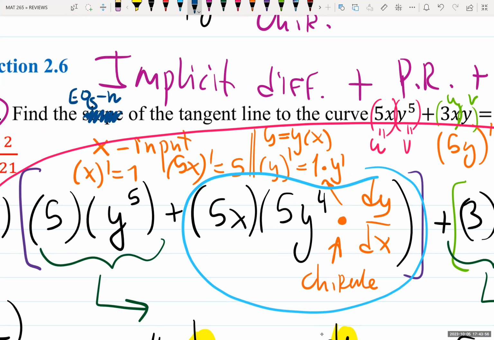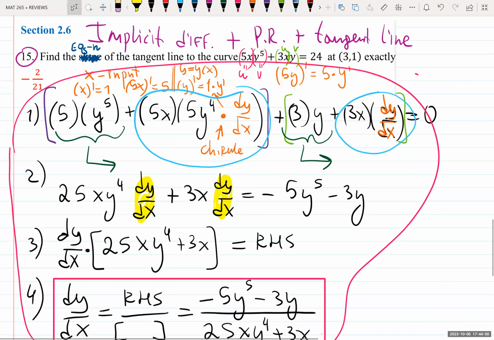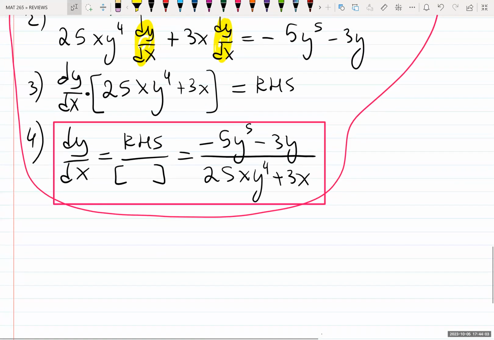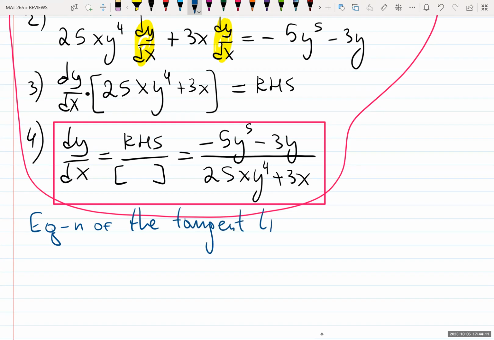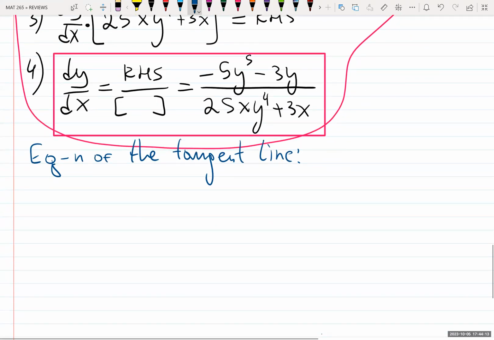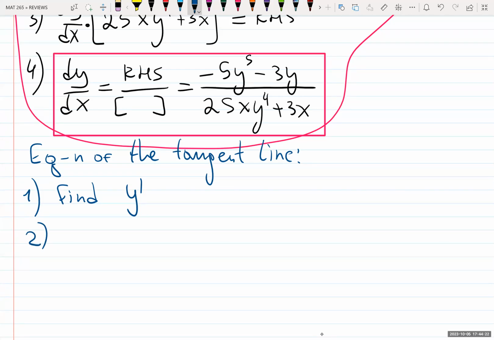Equation of a tangent line. Well, the equation of a tangent line has steps, so now I'm going to do that. Equation of the tangent line. Step 1, find y prime. Well, we did that. That just took forever, but we succeeded. So, yay. That's what we just did.